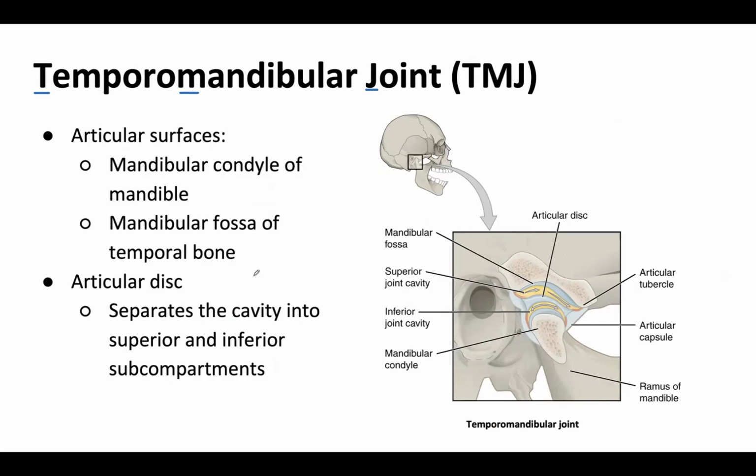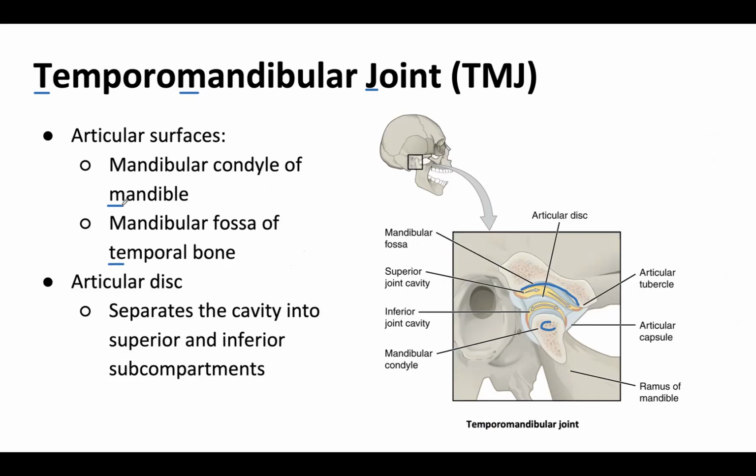And unlike the fibrous sutures, the TMJ is a synovial joint, meaning we get more movement here, which is good because this is the joint we need for mastication or chewing. The articular surfaces of the TMJ are going to be the mandibular fossa of the temporal bone. So that is the T in the TMJ. And then you'll have the mandibular condyle of the mandible. So that will be the M in the TMJ.